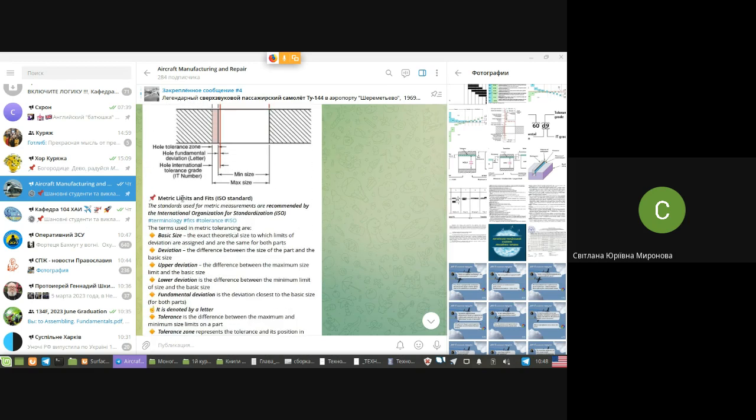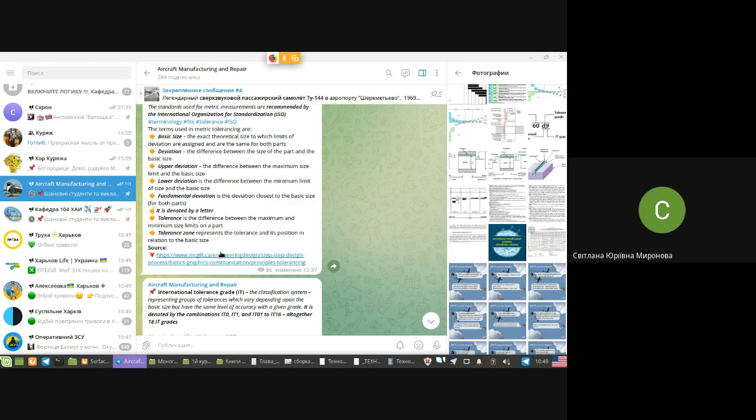Here is another system, based on the metric system of units of measuring, ISO standards, and they are extremely similar, besides some differences in basic terminology. In Western countries they include into this system a little bit more characteristics of surface finish, if I'm not mistaken. And surface finish has at least three characteristics: surface roughness, lay, and waviness.